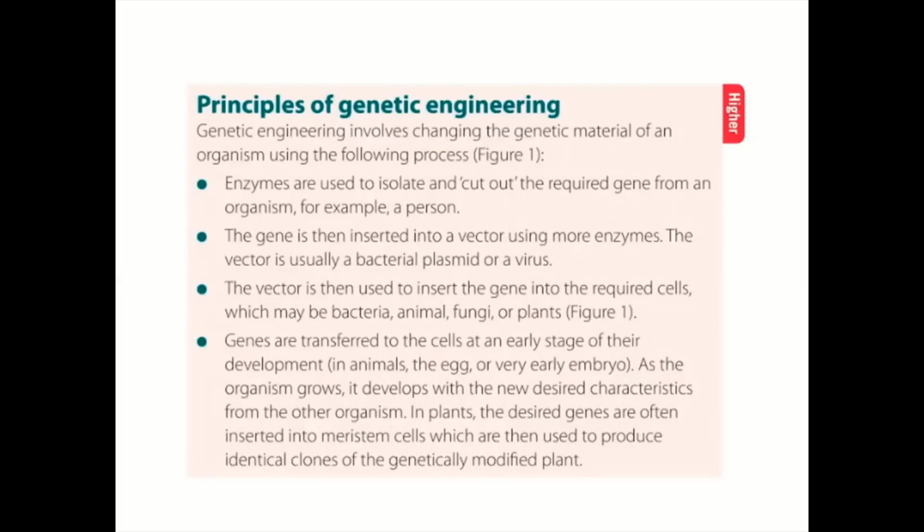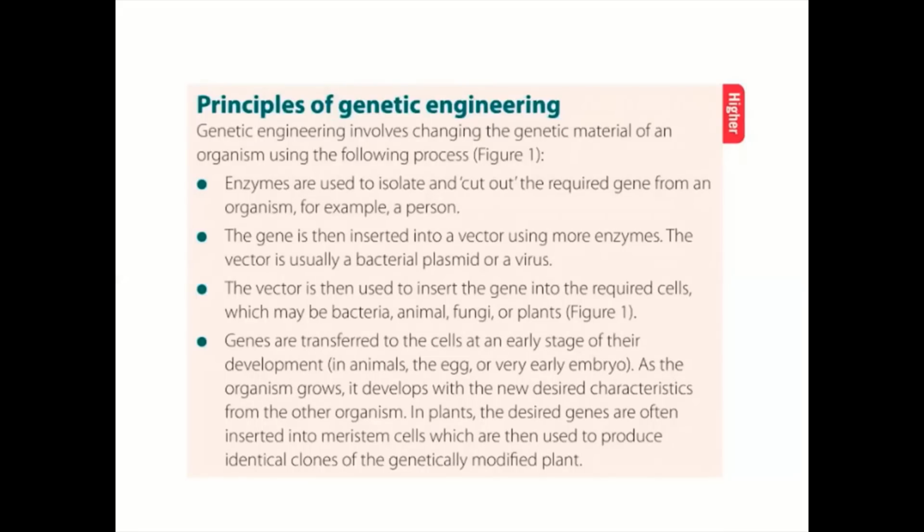Principles of genetic engineering. Genetic engineering involves changing the genetic material of an organism using the following process. Enzymes are initially used to isolate and cut out the required gene from an organism, for example, a person. The gene is then inserted into a vector using more enzymes. The vector is usually a bacterial plasmid or a virus. The vector is then used to insert the gene into the required cells, which may be bacteria, animal, fungi, or plants.